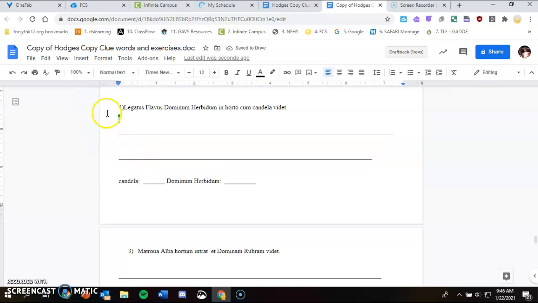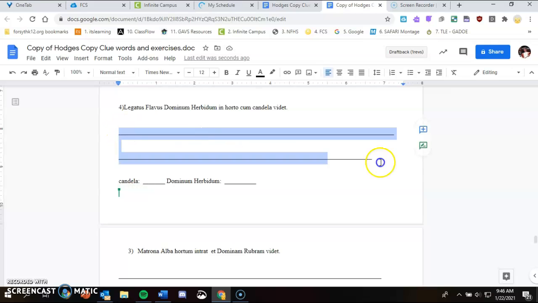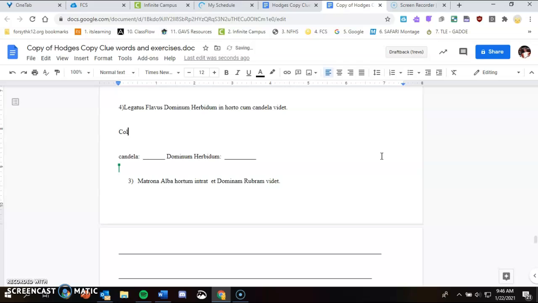All right, number 4. Legatus flavus dominum herbitum in horto cum candela videt. What do y'all think? Who's doing the action? Colonel Mustard. Legatus Flavus ends with a US, so we know he's doing the action. What is the action? Mr. Green. Very good. And we know he's receiving the action because he ends with a UM. Where does he see him? In the garden with a candlestick.